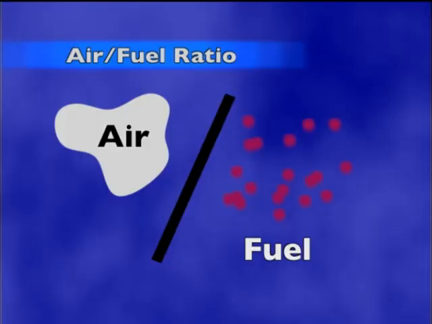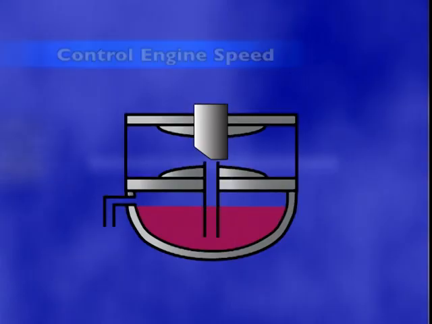Second, the carburetor must mix the correct amount of air with the atomized fuel to match the engine's requirements. This mixture is known as the air-fuel ratio. The air-fuel ratio is the proportion of air to fuel measured by weight.